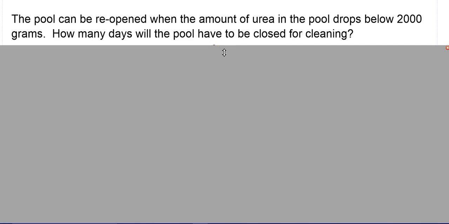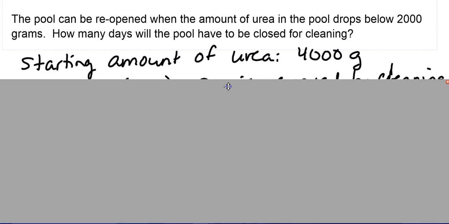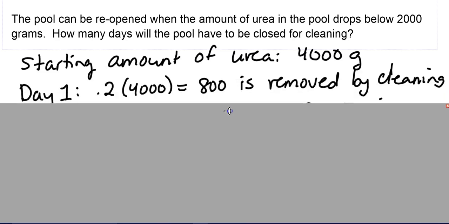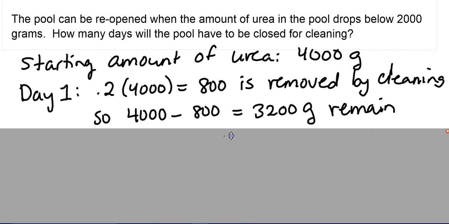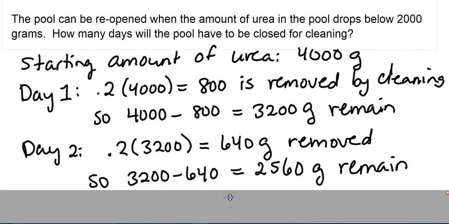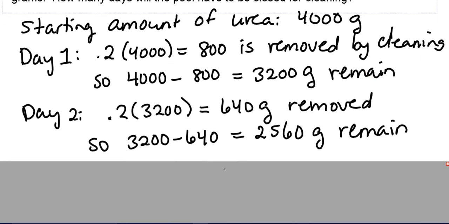So let's look at the sequence that we form by investigating this problem. So there's our starting amount of urea, 4,000 grams. Day 1, 20% of 4,000 or 800 is removed. So 3,200 grams remain. Day 2, 20% of the 3,200 is removed. That's 640. So 2,560 grams remain.